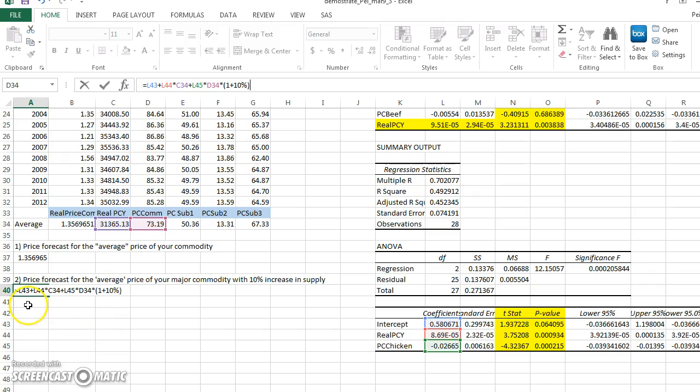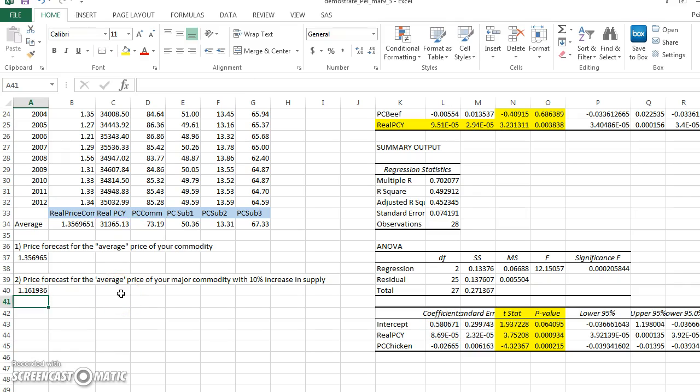So now you look at this equation again. The first item is our intercept, plus the second item, the estimated coefficient for the real per capita income times the real per capita income on average, plus the per capita consumption of chicken coefficient times average per capita consumption of chicken times 110%. So that's our equation.